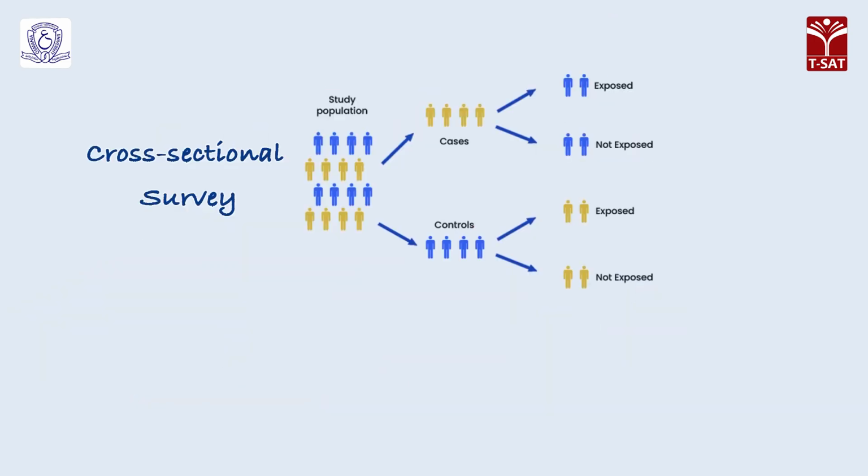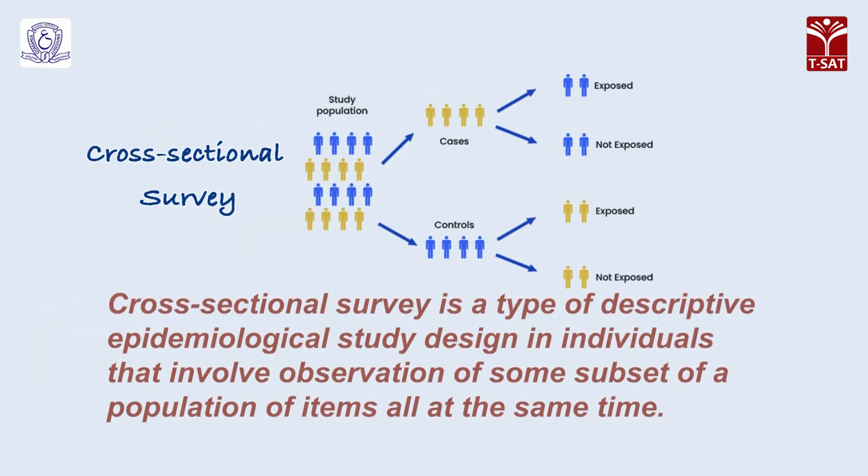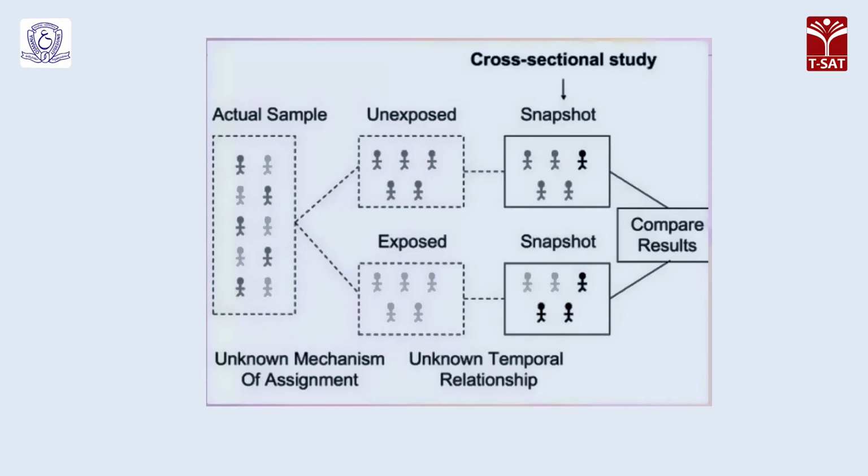What do you mean by the term cross-sectional survey? Cross-sectional survey is a type of descriptive epidemiological study design in individuals that involves observation of some subset of a population of items all at the same time. Cross-sectional studies can therefore be thought of as providing a snapshot of the frequency and characteristics of a disease in a population at a particular time.